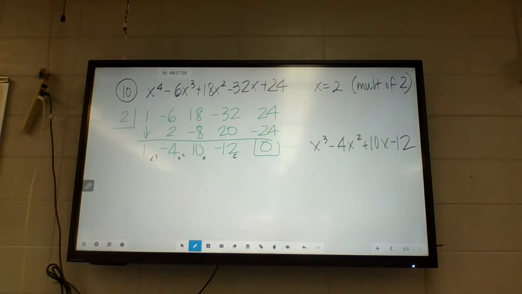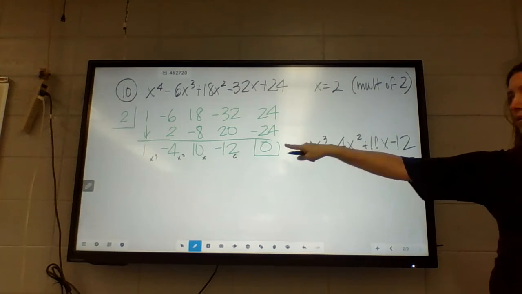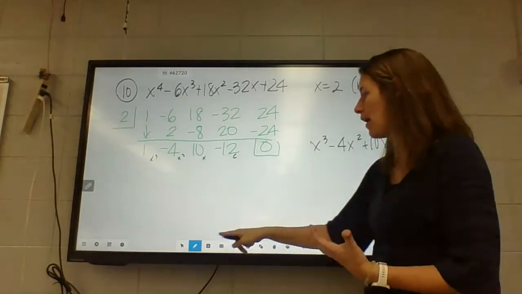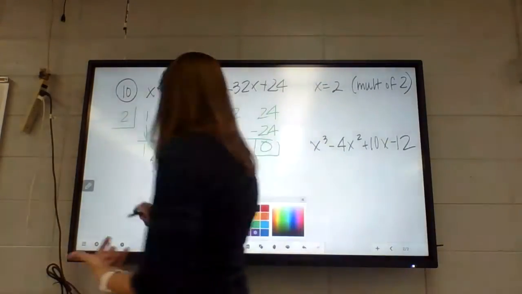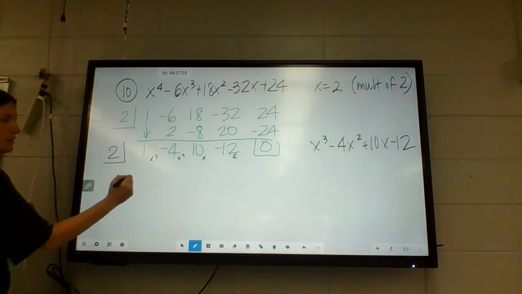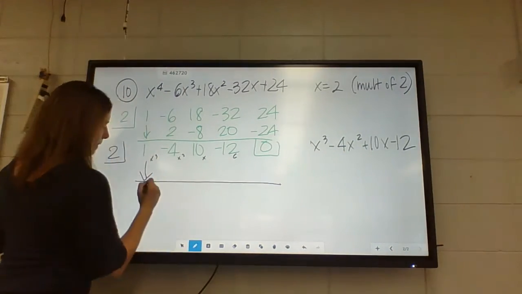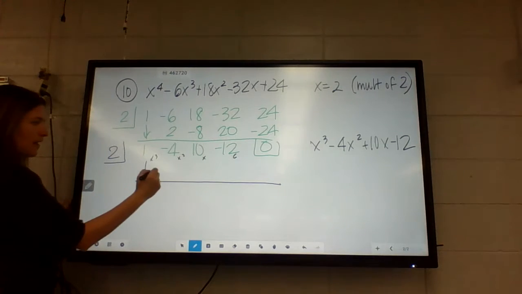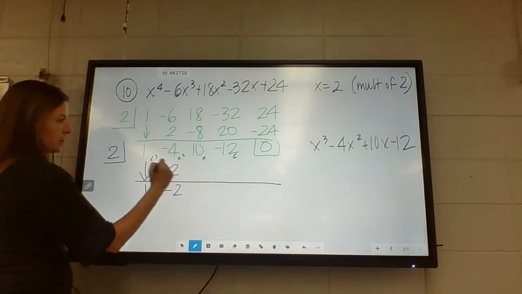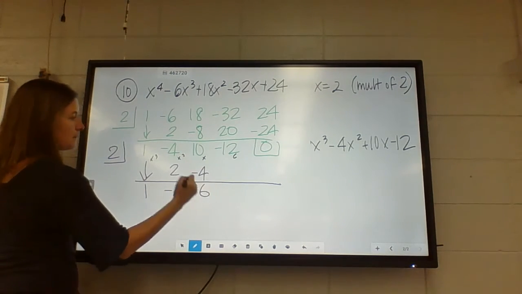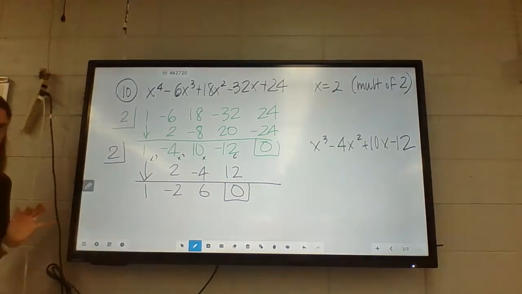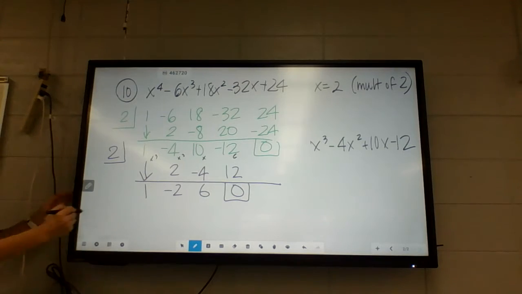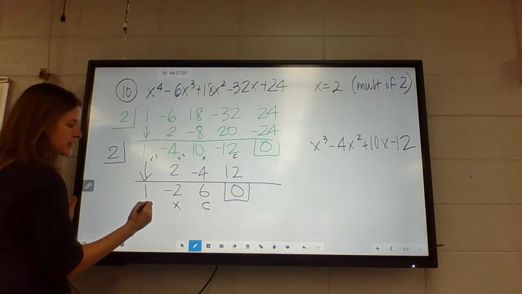So the fact that it's multiplicity of 2 means I can do this all again with my other 2, since it happens twice. So I'm going to do 2 again because of the fact that it's twice here. So there's our remainder of 0. So what we're left with now, here's our constant, here's our x squared.